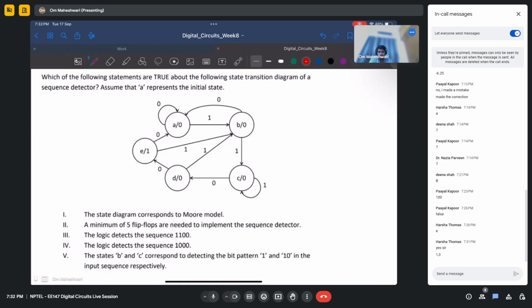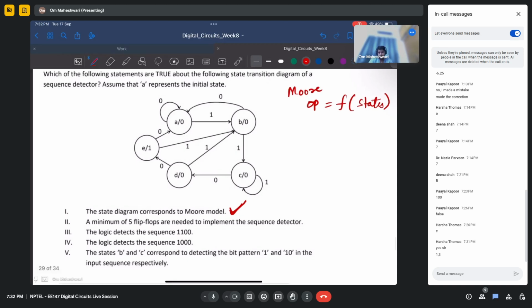Okay. So this is again a Moore model. This is correct. Output is a function of states. So you check this output is given inside states, then it is always a Moore model.